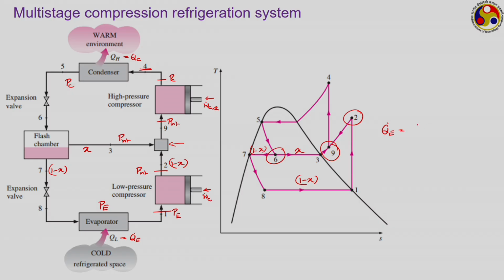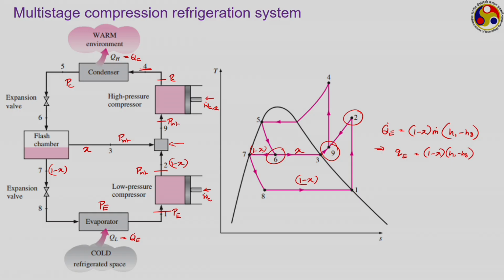Here your Q dot E, you have to remember that we have different mass prevailing during different operations. So, here it will be 1 minus X into total refrigerant flow rate into H1 minus H8, or if we are looking for specific effect, it is 1 minus X into H1 minus H8.